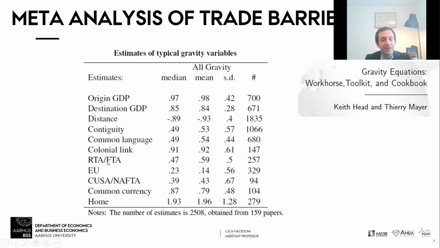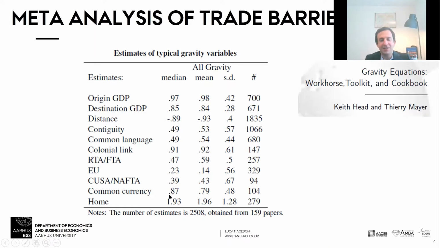Then here we have the effects of various regional trade agreements and free trade agreements. You see that these trade agreements increase trade flows. An example of this is the EU, which does increase trade flows. Same thing for NAFTA. And finally, there is here a common currency. So this is a dummy variable that equals 1 when two countries share the same currency, say the Eurozone. And you see here that there is an incredibly large effect of that.